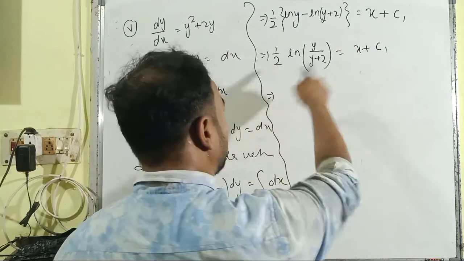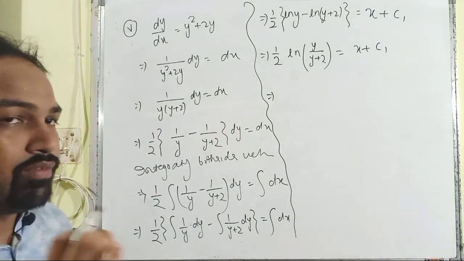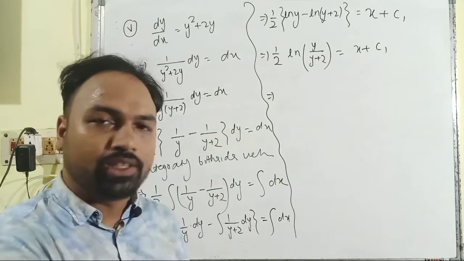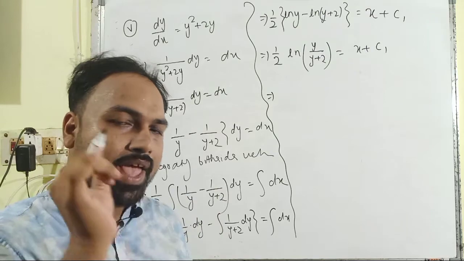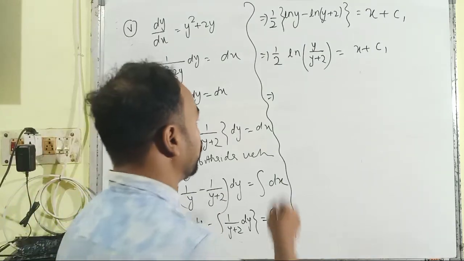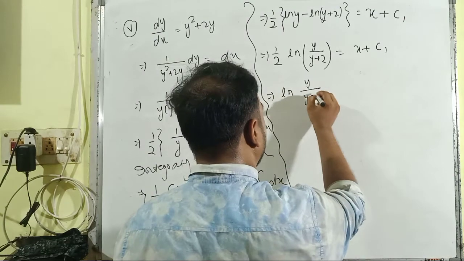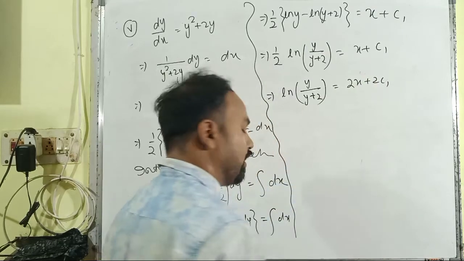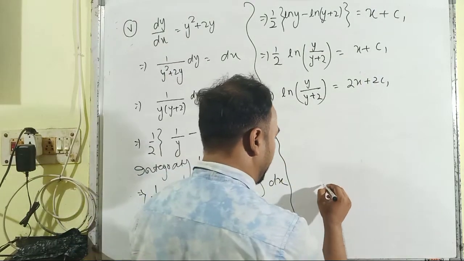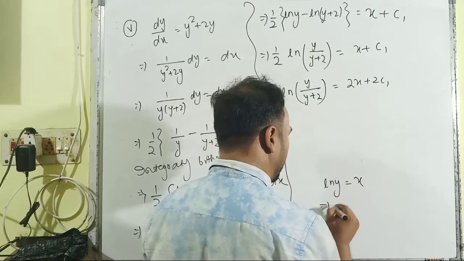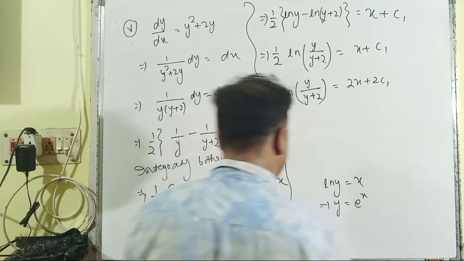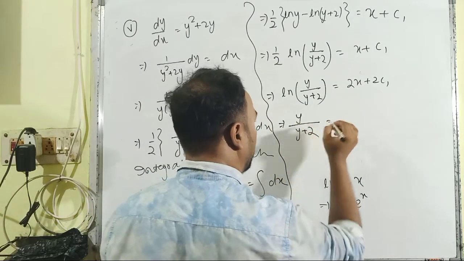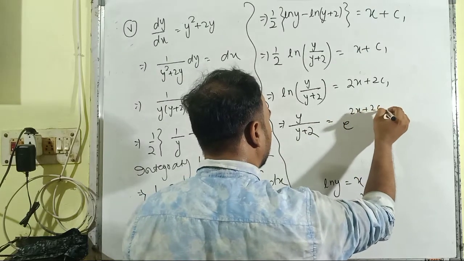1 upon 2 of ln y upon y plus 2 is x plus c1. Then let us multiply. This is not your answer, because we have arrived at an answer in the step of the answer, but this is not the answer in your exercise book. So you have to reach till the exact answer that has been given in your exercise book. So ln y divided by y plus 2 is 2x plus 2c1. Again, I have already told that if ln y is equal to x, then y is equal to e to the power x. So using this property here, y divided by y plus 2 will be e to the power 2x plus 2c1.